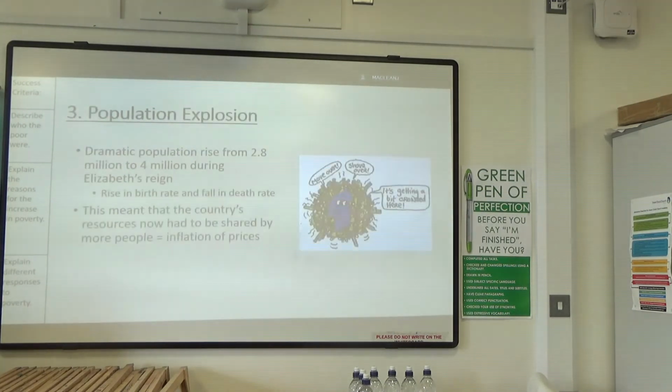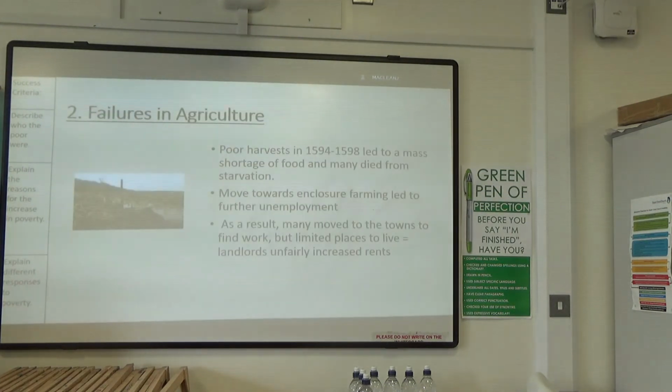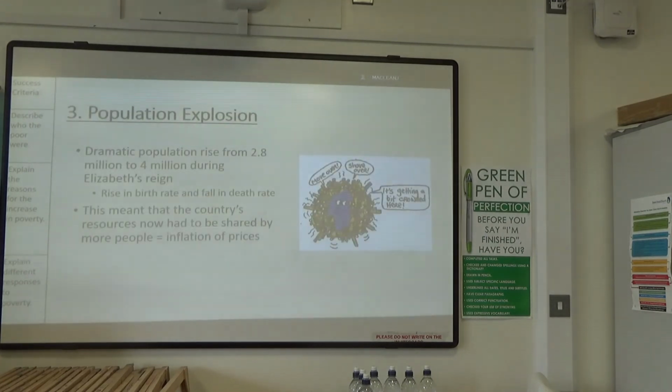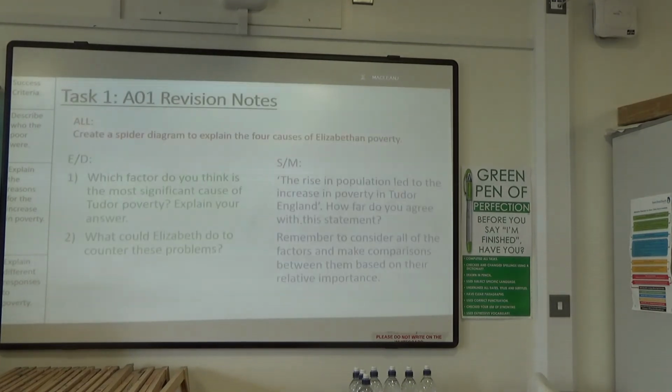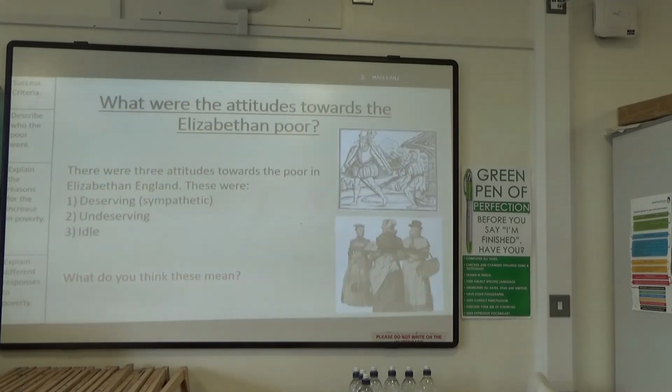So those are the 4 areas, ladies and gentlemen, just to go through: Tudor mistakes, failures in agriculture, population explosion, flu outbreak. If you're doing this at home, ladies and gentlemen, the next task, create a spider diagram looking at those 4 areas. It's fairly self-explanatory. I would hope most of you can do the task.